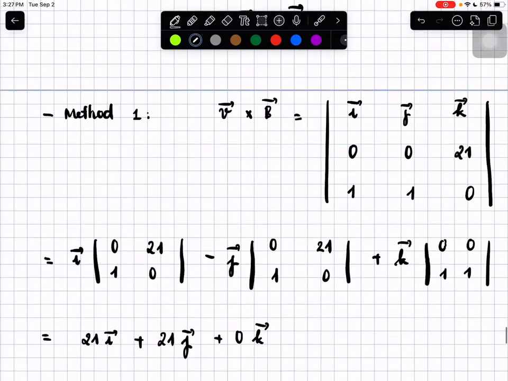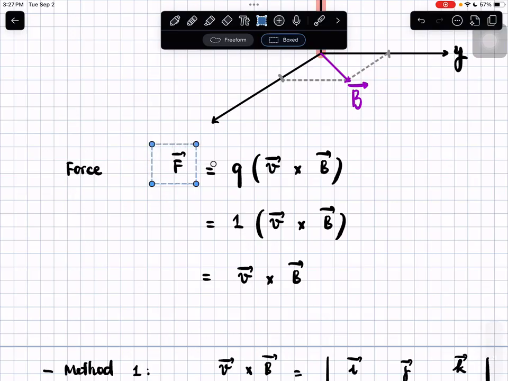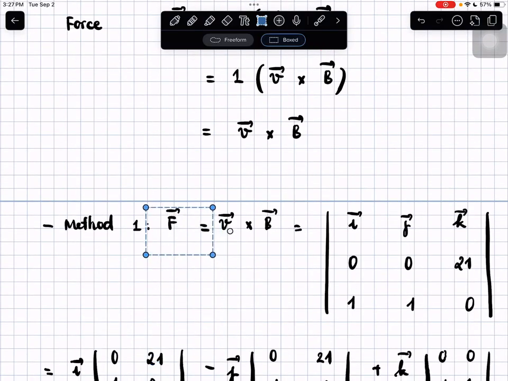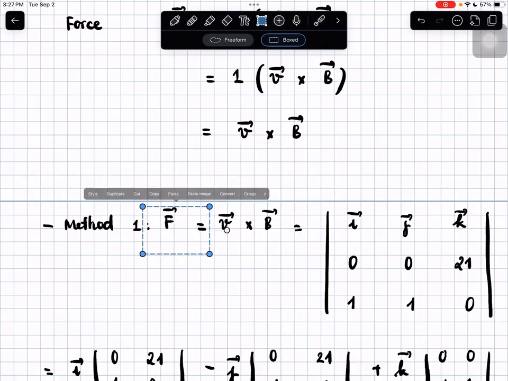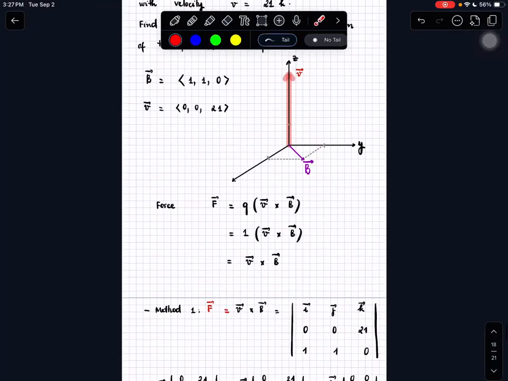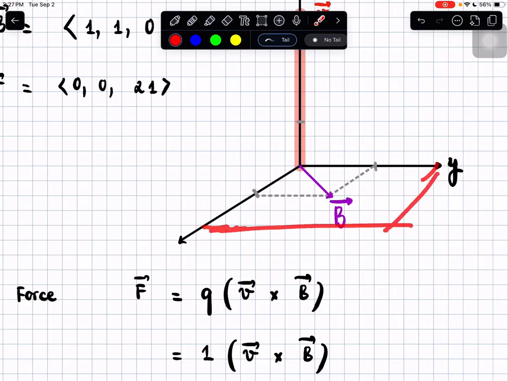So the vector V cross B, or the force, is equal to the vector (21, 21, 0).